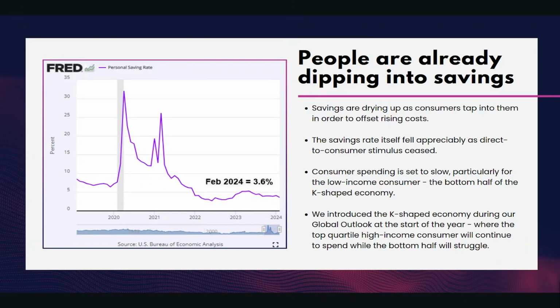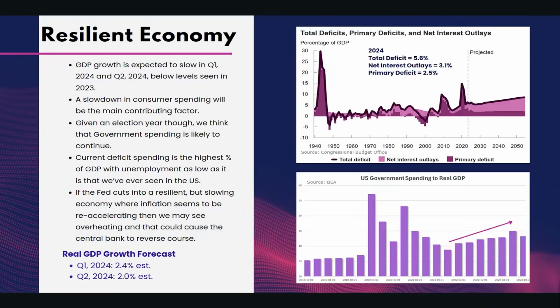Great. All right. Let's move forward to our next theme here, the resilient economy. GDP growth is expected to slow in Q1 2024 and Q2 2024 below levels that we saw in 2023. This deceleration has everything to do with government spend starting to roll off a bit, the consumer starting to slow down a bit. You can see the high-end consumer pulling back to some degree. That is a concern that we've discussed a little bit. We've seen it in earnings and outlooks from companies like Lululemon and Ulta and otherwise.